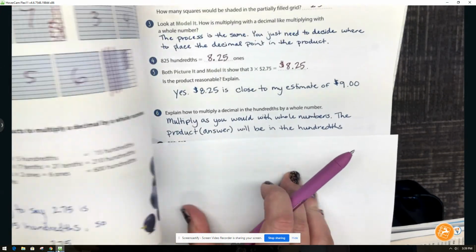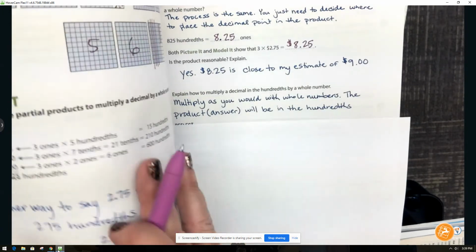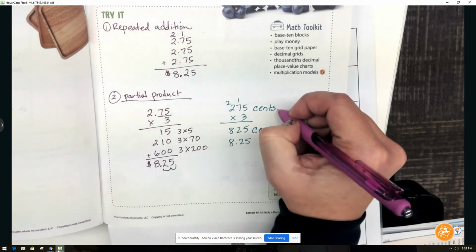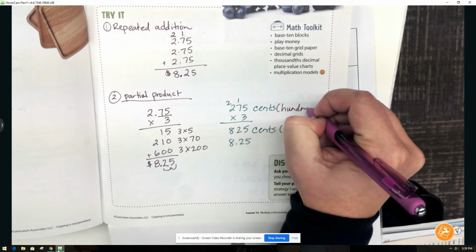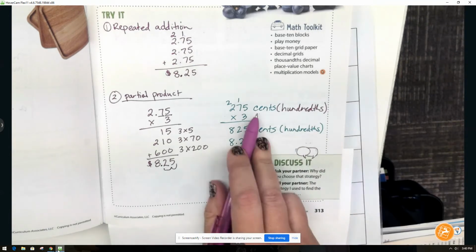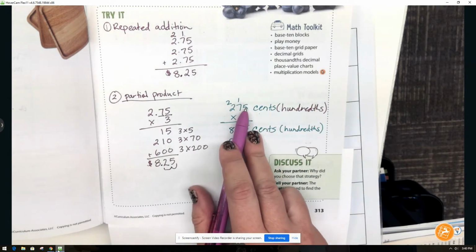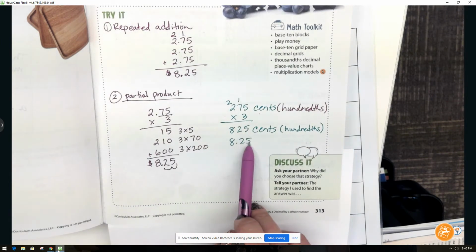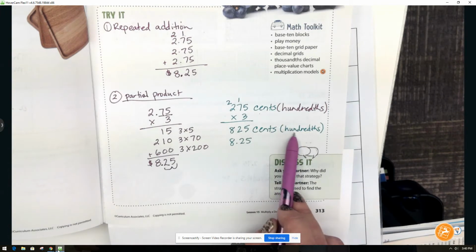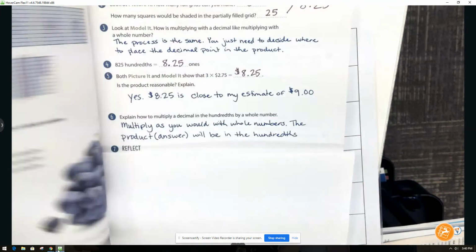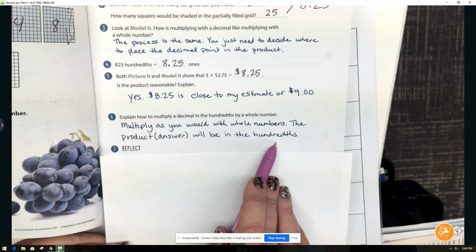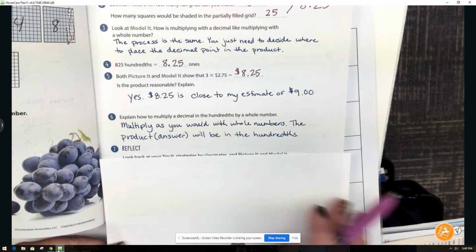So remember, let's look back on this page. When we looked here, we multiplied cents, which is the same as hundredths, because there are 100 cents in $1. So 275/100 times 3 wholes equals 825/100. You multiply just as you would, but then remember your answer's in hundredths. If you want to make your answer back into ones, then you have to move the decimal place.